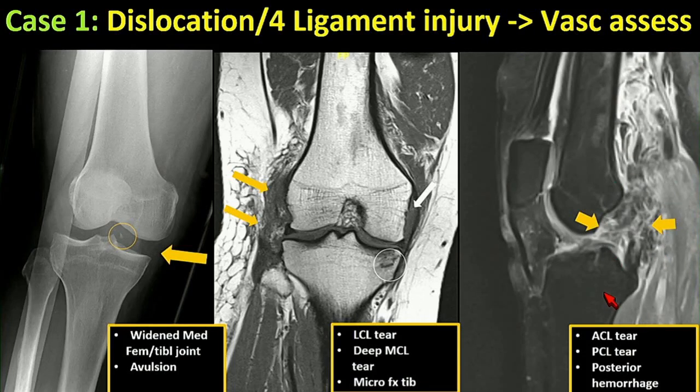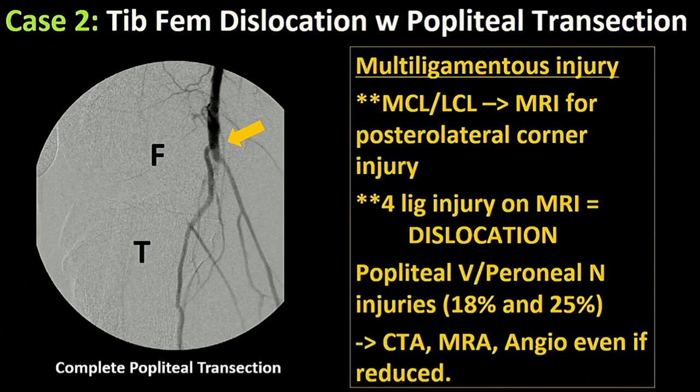So we need to identify that this has been a four-ligament injury, and we need to be worried about vascular access. And when there's four-ligament injury, this is a sign you have had dislocation. Many patients actually spontaneously reduce after a dislocation, and they may have reduced before they get to your institution or before imaging. When we see injuries to the MCL or LCL, we need to do an MRI to look for the posterior lateral corner injury in elite athletes.